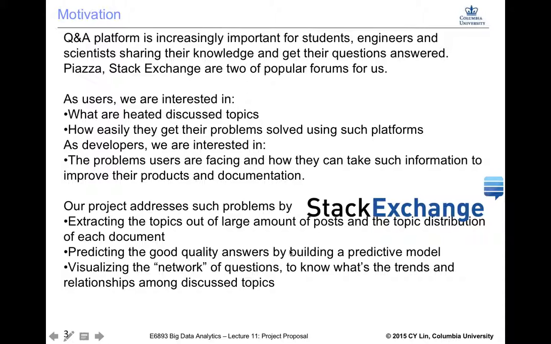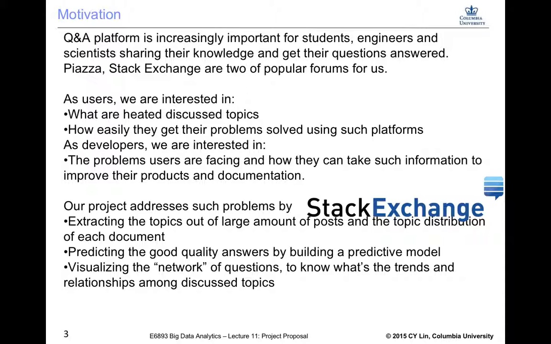The motivation of our project is that Q&A platforms are increasingly important for students, engineers, teachers, and scientists sharing their knowledge and getting their questions answered. As users, we are interested in what topics are heatedly discussed and how easily they can get their problem solved using such a platform. Or as developers, people are interested in what questions users have regarding a certain language or a certain product.